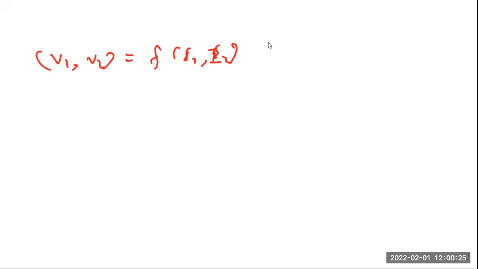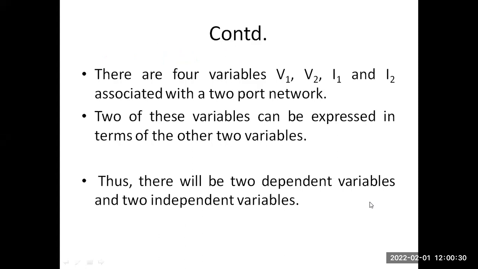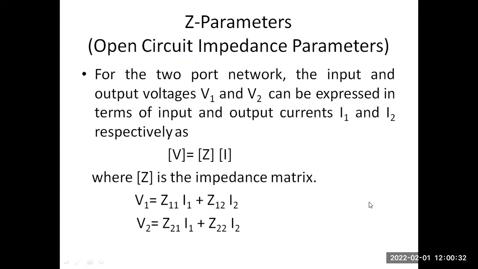We'll see how they are dependent and how these network parameters will change. In this two-port network, we'll study various types of parameters. First is the Z parameter, known as the open circuit impedance parameter. Then we'll study the Y parameter, then the hybrid parameter or H parameter, and then the ABCD parameter, also known as the transmission parameter.